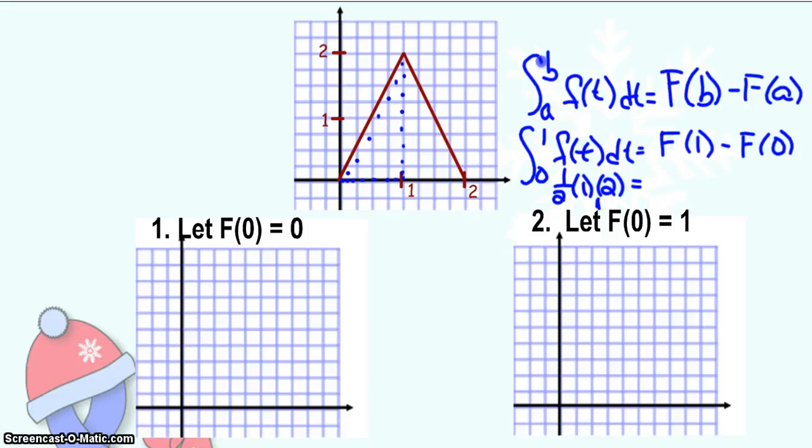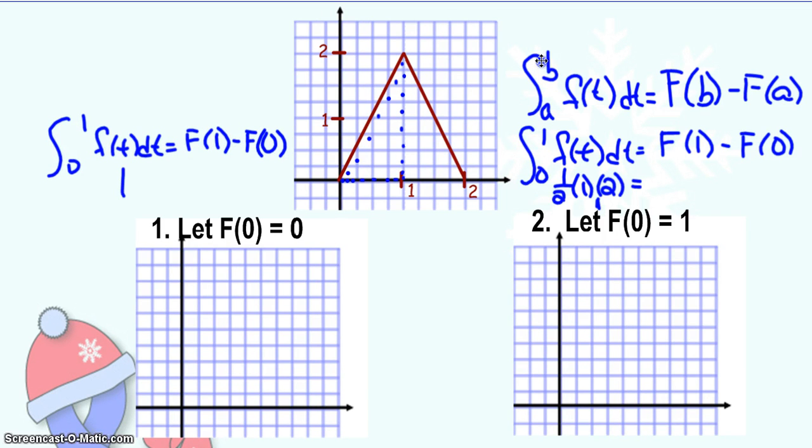First case, this one, integral 0 to 1 of f of t dt equals F of 1 minus F of 0. This part equals 1. F of 1 is in question, minus F of 0, which is 0. So that means F of 1 is 1 here. So I can plot the point 0, 0. Okay, there's that point right there, 1, 1.